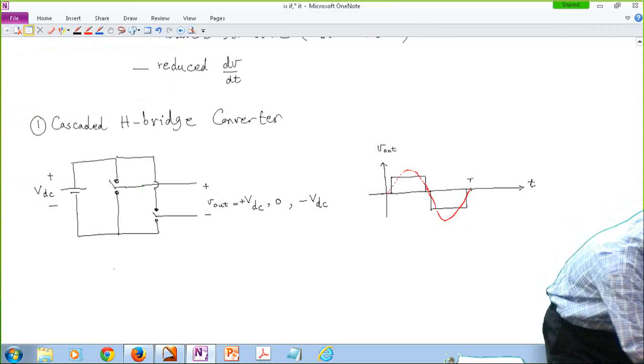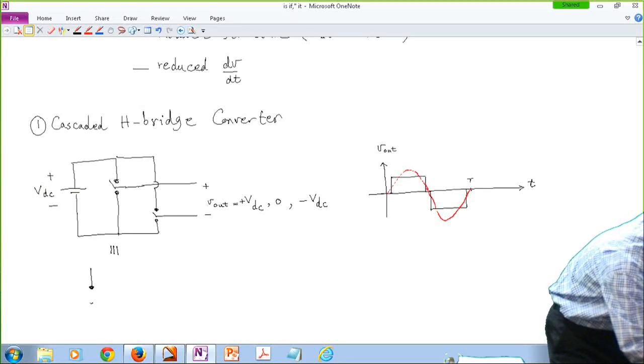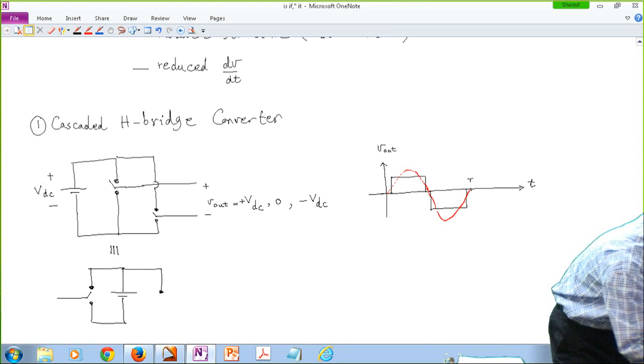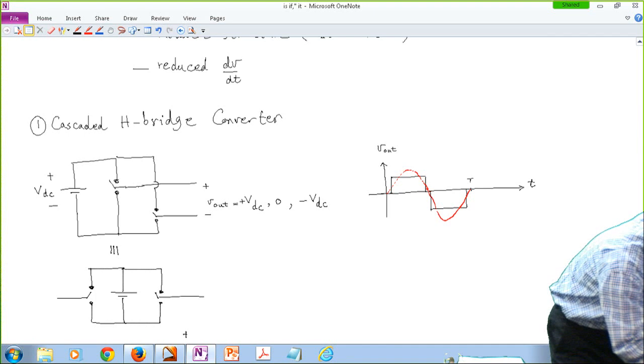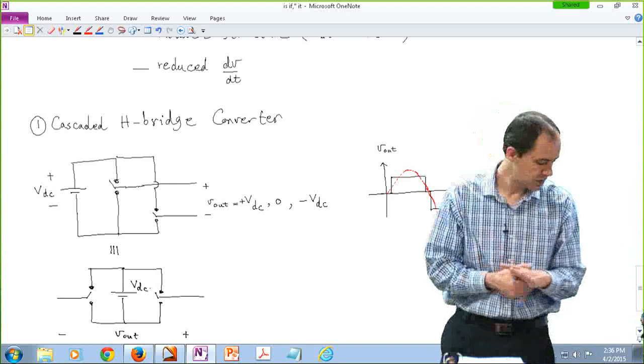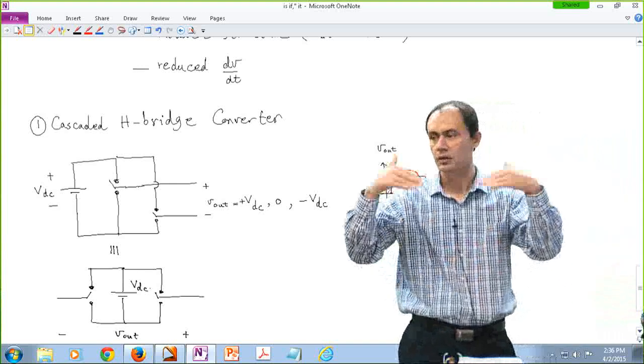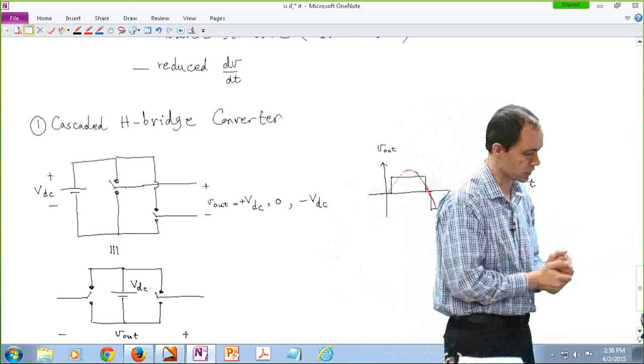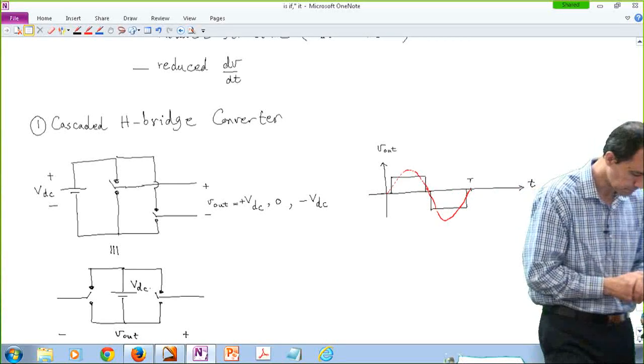Now, in some papers, you may actually see that this H-bridge is being drawn this way. They are exactly identical, only drawn differently. So this is the output voltage. And this is the DC source. So the second one in the bottom is easier to envision if the throws are on the top or in the bottom. It's like you're kind of shorting your output voltage, so your output voltage is basically zero. All right.